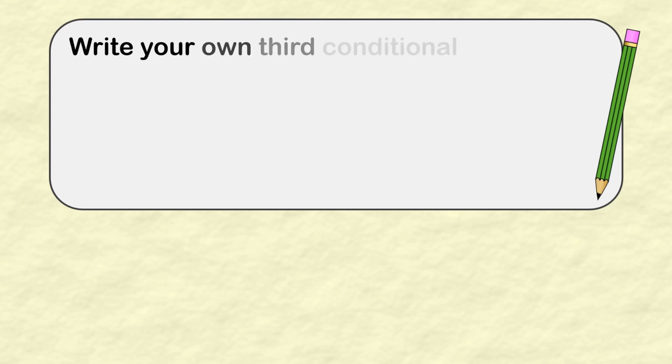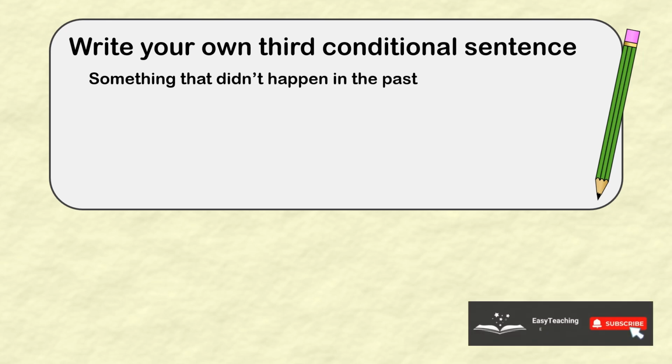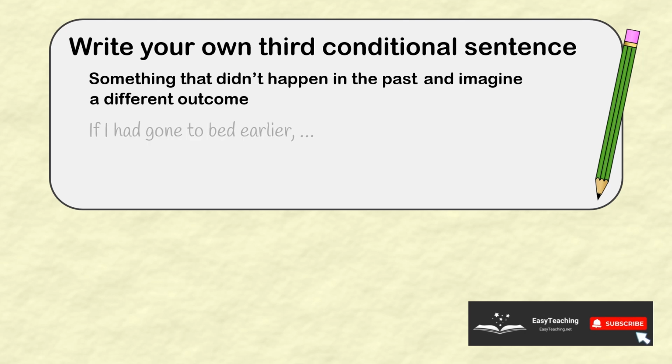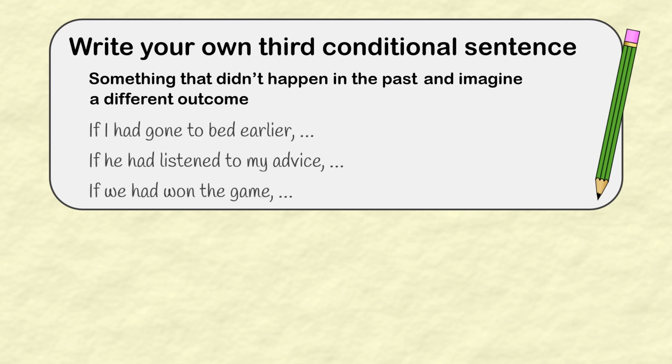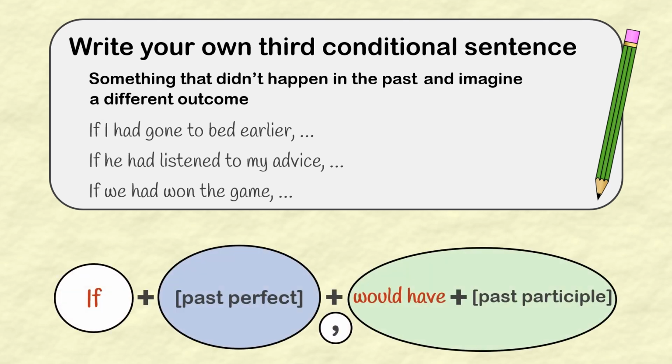Now let's focus back on third conditionals. It's time for you to write a third conditional sentence of your own. Write about something that didn't happen in the past and imagine a different outcome. If you'd like, use one of these starters. Here's the usual structure for third conditional sentences.